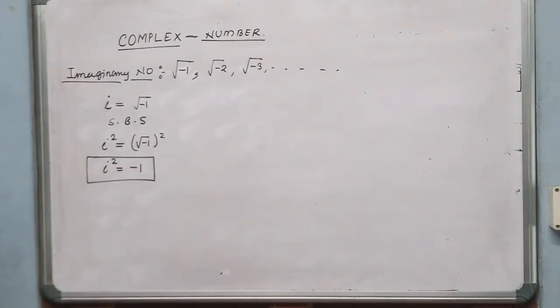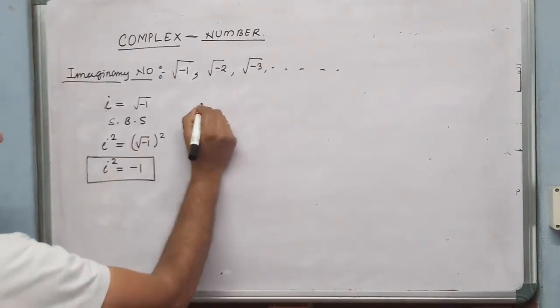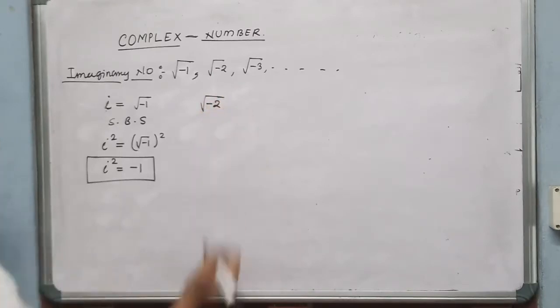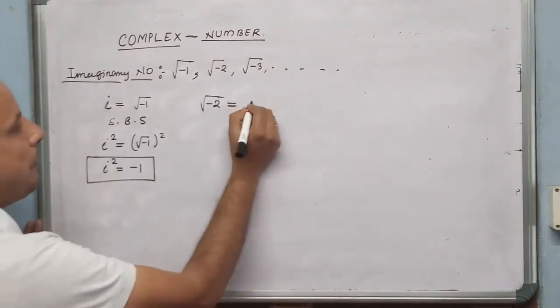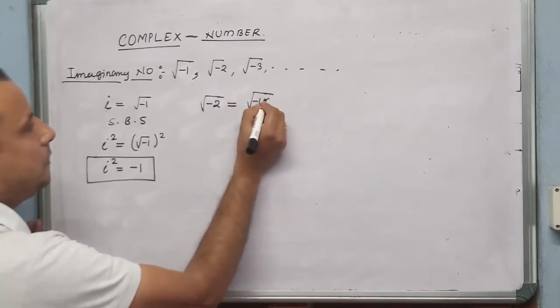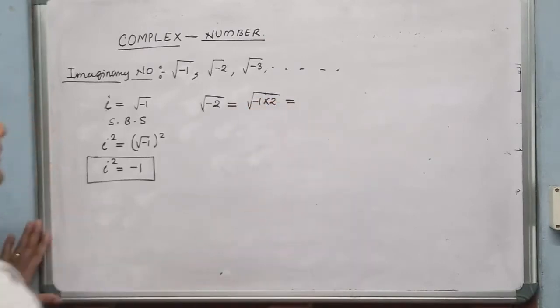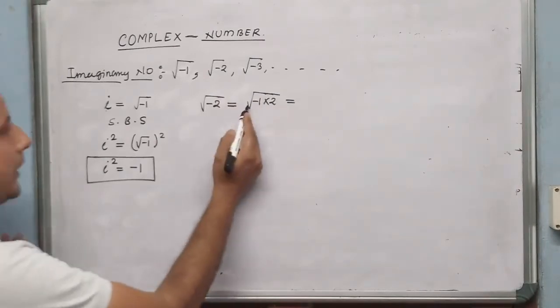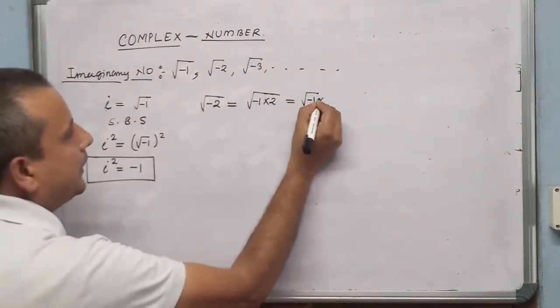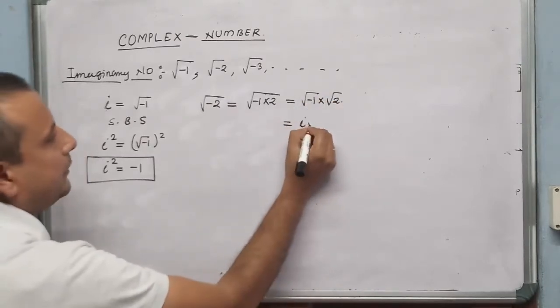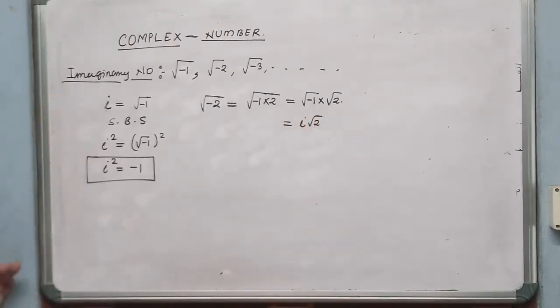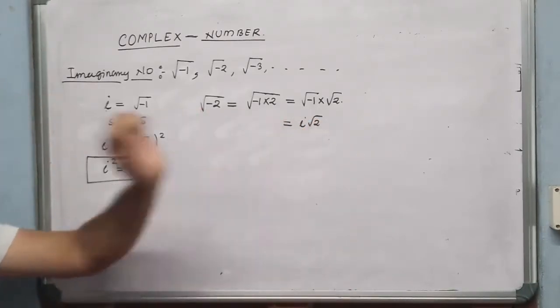i square equals -1. Then how to represent under root -2 in terms of i? We can write under root -2 as under root -1 into 2. Then we can separate the root: under root -1 into under root 2. Then under root -1 is i, so it is i root 2. We can represent under root -2 like this.